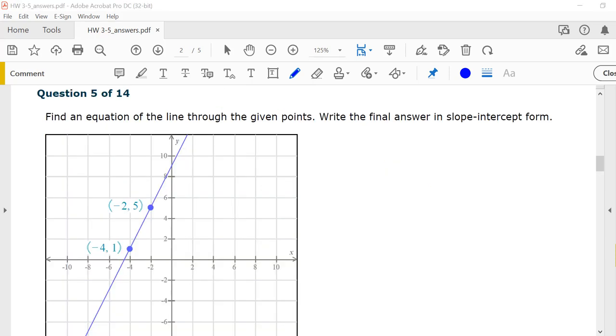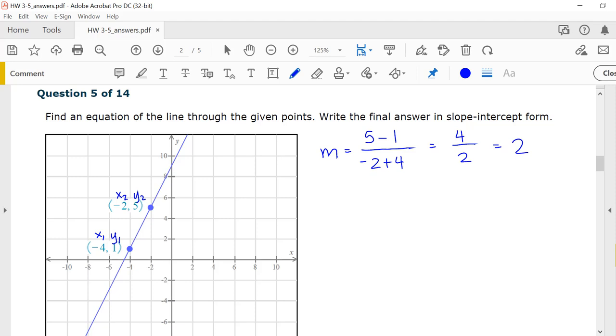Okay, number 5, find an equation of the line through the given points. They're giving you the same information, they just put it in graphical form. Here are your 2 points. So I'm going to call this x1, y1, x2, y2. My slope is going to be 5 minus 1 over negative 2 minus negative 4. So I get 4 over 2, which is 2.